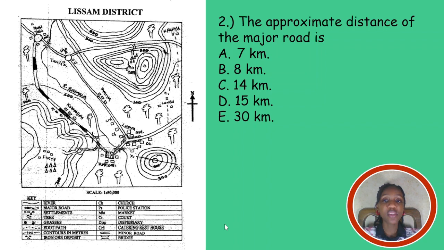The approximate distance of the major road is, now we can see a lot of roads or paths on the map, but we need to identify the major road, and that's a problem that is easily solved if we look at the key below. So the major road is this white and black striped road. And now to measure it, the best thing for us to use is a piece of string, white string preferably. So we can place the string at the beginning of the road and extend it till we reach the end, where we can mark it with your pen or a pencil.